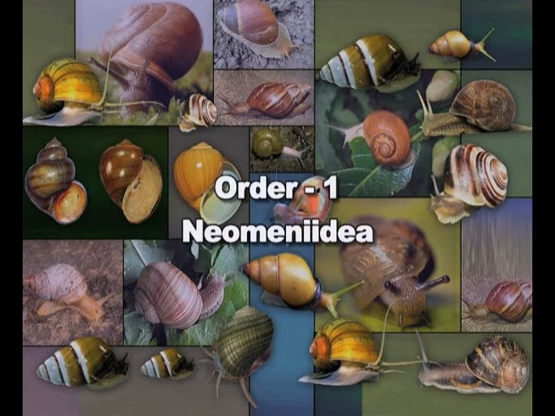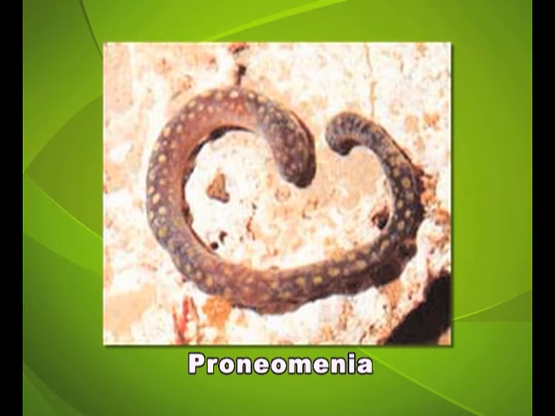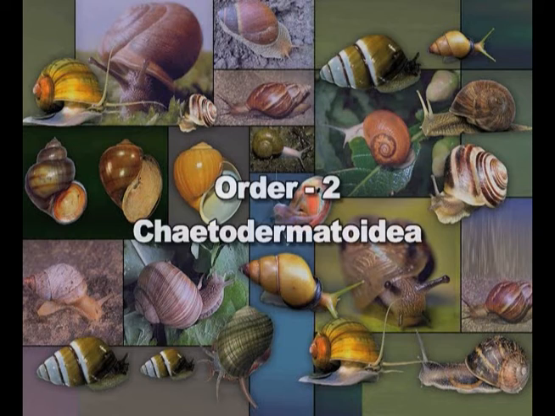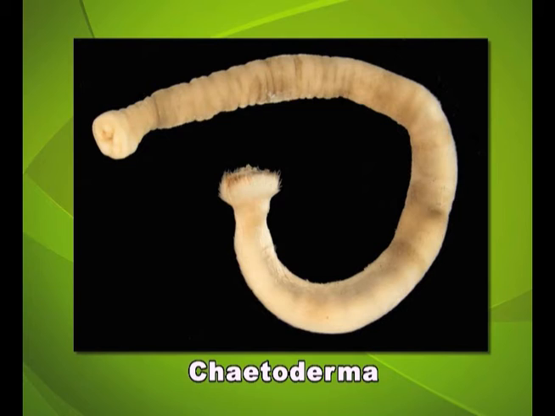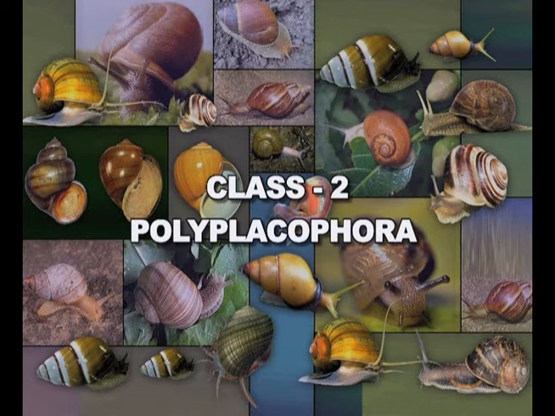Order 1. Pneumeniidae, midventral longitudinal groove present. Examples: Pneumenia and Proneomenia. Order 2. Chaetodermatoidea, midventral longitudinal groove absent. Examples: Chaetoderma and Prochaetoderma.